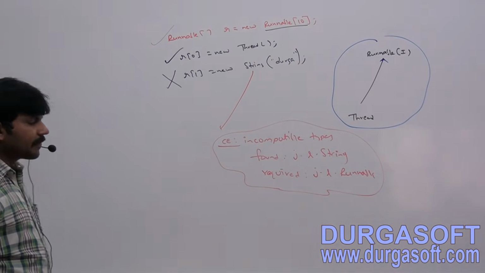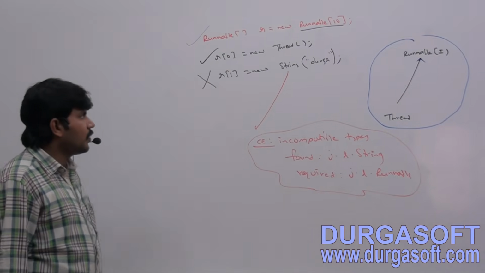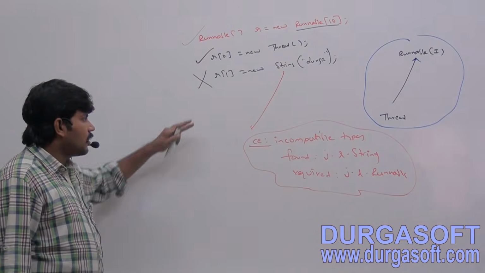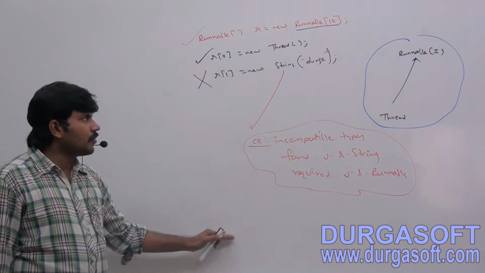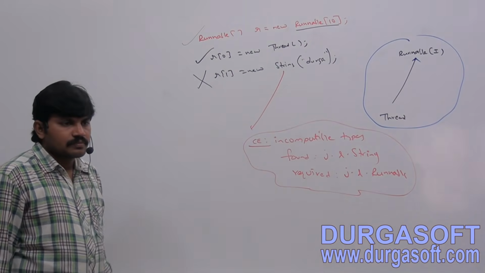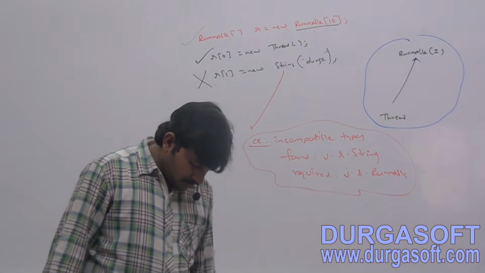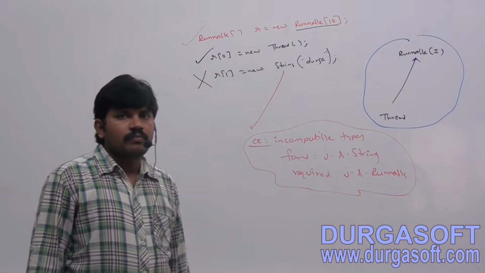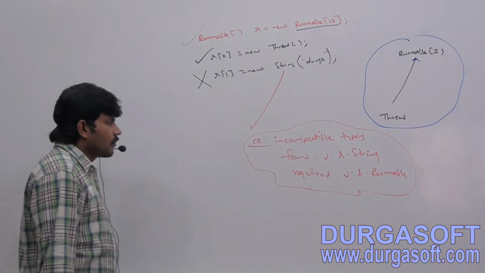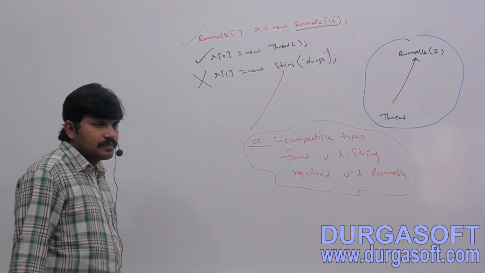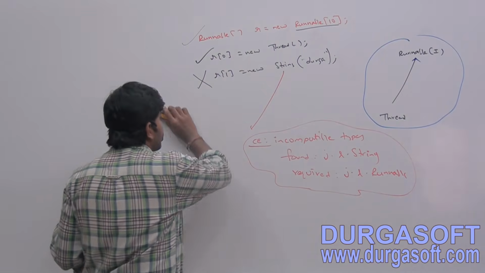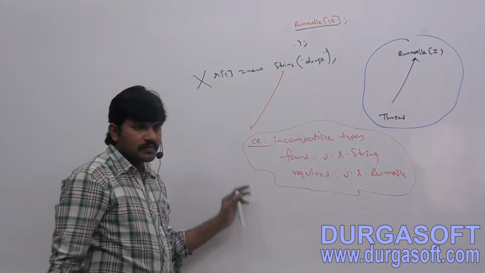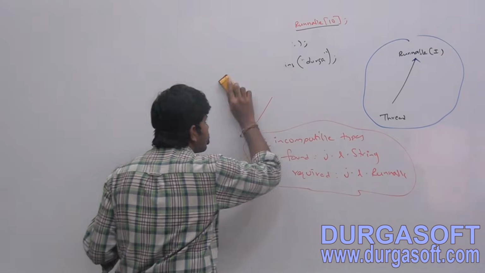Runnable[] r = new Runnable[10]; r[0] = new Thread(); r[1] = new String("Durga"); gives an error: incompatible types, found java.lang.String, required java.lang.Runnable. Clear, right? Okay.